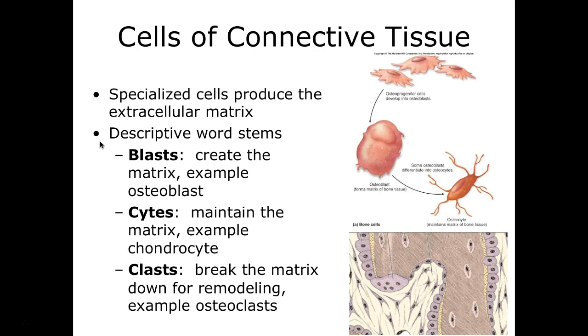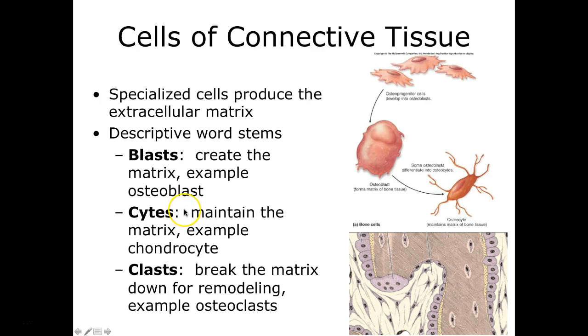So this might be a little bit of review for you guys, but blast is always going to mean that we are building something, that we are creating or building matrix. So I put this example here of an osteoblast, which comes from an osteoprogenitor cell, which is basically like a bone stem cell. And what they do is these osteoblasts line up along the bone matrix, and they will secrete more matrix onto the bone that we have existing.